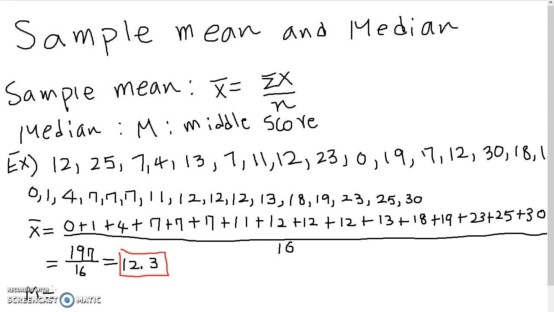You're just going to count from the left, and we have to go to 8, right? 1, 2, 3, 4, 5, 6, 7, 8. So I have 12. Now coming from the right, you count 8 again. 1, 2, 3, 4, 5, 6, 7, 8. So the middle 2 scores are going to be 12 and 12. So in this case, the median is going to be 12 plus 12 divided by 2, so that will be just 12 again.